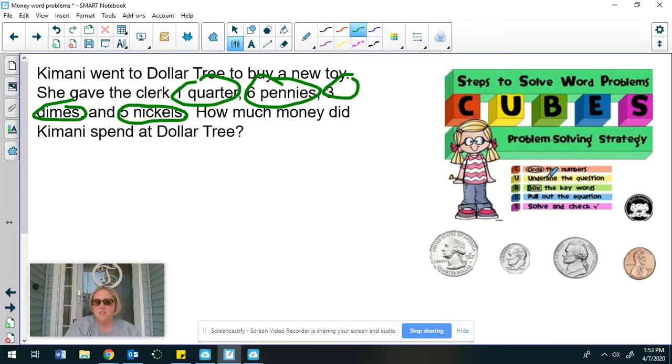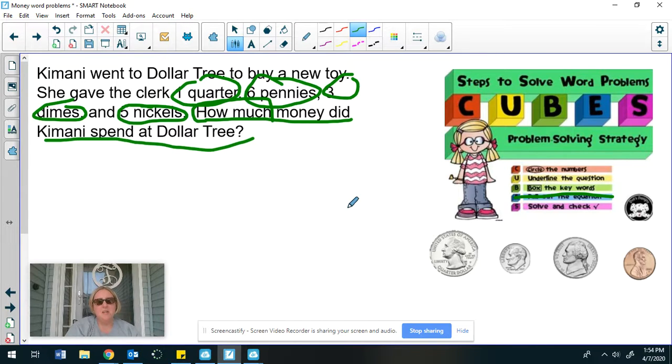Now I need to underline the question. The question is, how much money did Kamani spend at Dollar Tree? So, boxing the keywords, I need to find how much. That means I need to add all of the money together. Not going to write an equation here unless I just want to add up 25 and all of this.